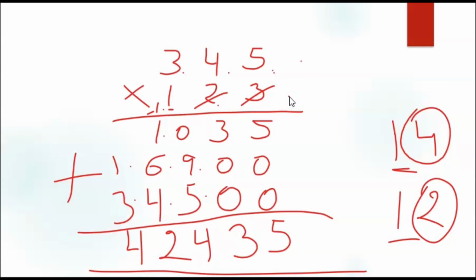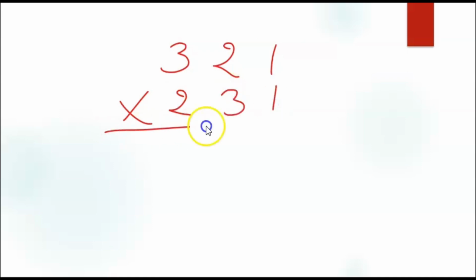345 times 123 equals 42,435. Let's do another problem. Let's take 321 times 231. First thing, we're going to multiply with number 1.